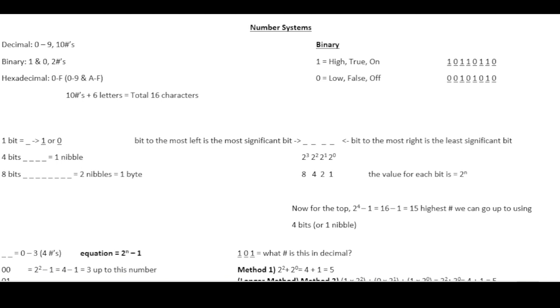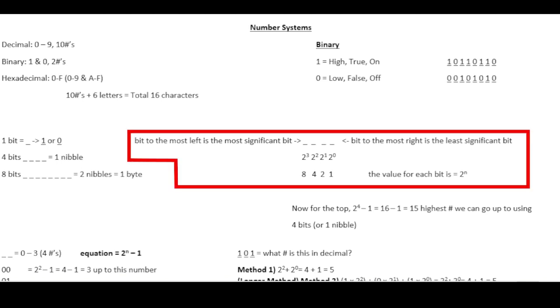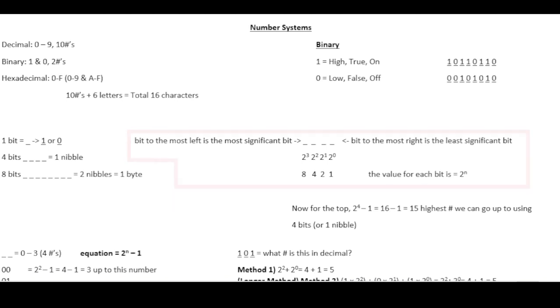Okay, so if we have 4 bits, the least significant bit would be on the far right. The most significant bit would be on the far left. When it comes to programming, we always start off with the number 0. If you go back to the top left part of the screen, I have 0 to 9 for decimal, 0 and 1 for binary, and 0 to F for hexadecimal. We always start off with 0.